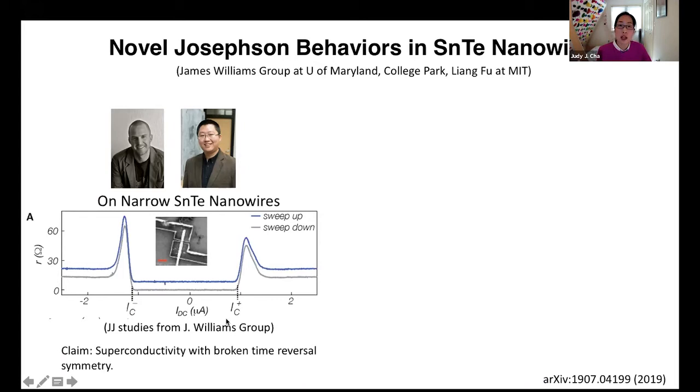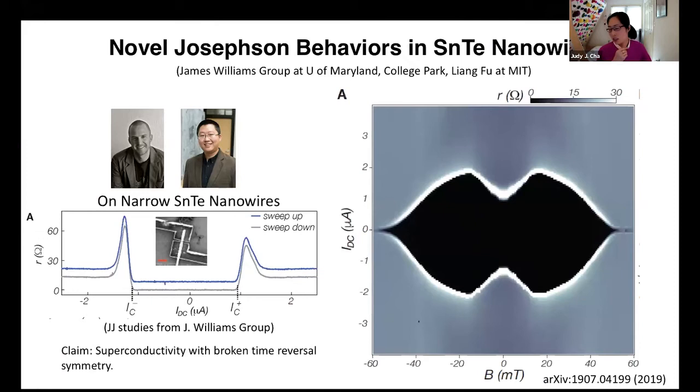And another thing that I like a lot is that if you apply a magnetic field and then you do similar measurements, you find that your critical current is not maximum at zero magnetic field. So, you know, superconductivity gets suppressed with magnetic field. Here, what we're seeing is the opposite. At a finite magnetic field, superconductivity actually gets enhanced, and at zero magnetic field, superconductivity is not the strongest. So that's really interesting. The upshot of it all is that we think that we're observing superconductivity with broken time reversal symmetry.